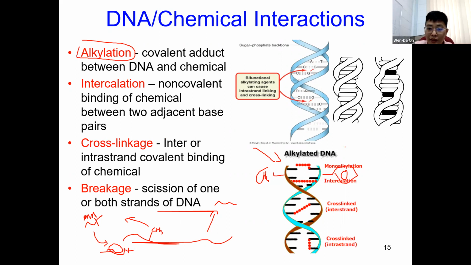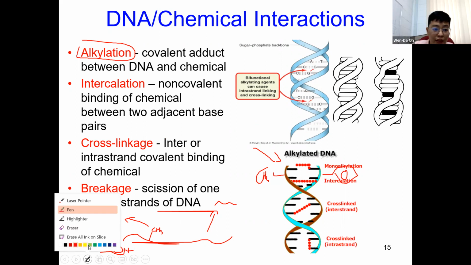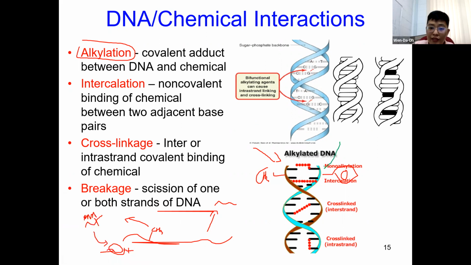If you look at this diagram over here, intercalation is something like this. You have the binding here. This is a double helix strand whereby you have additional binding, covalent binding due to intercalation, whereas this one is cross-linkage.